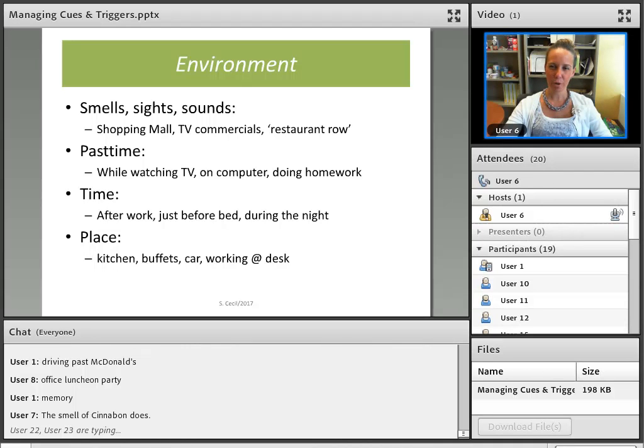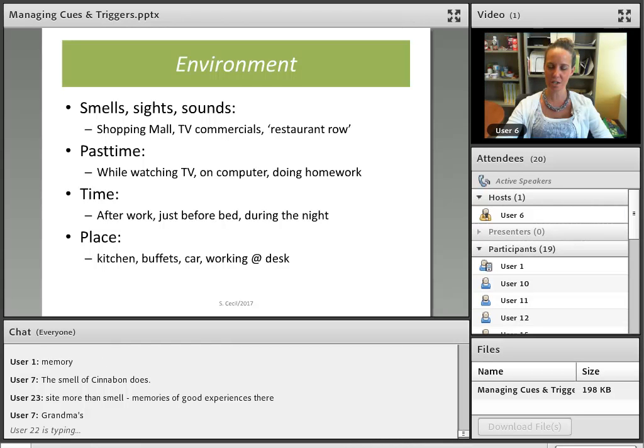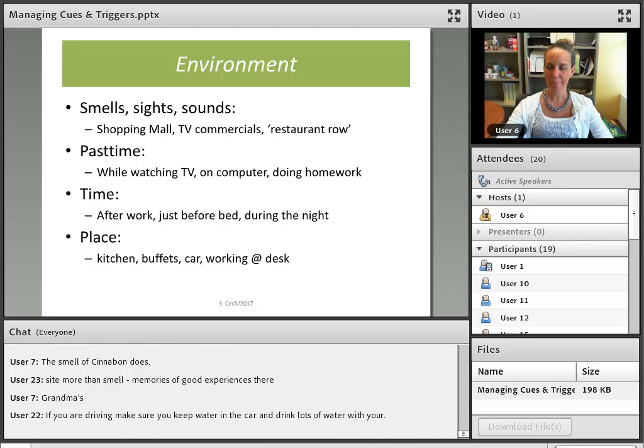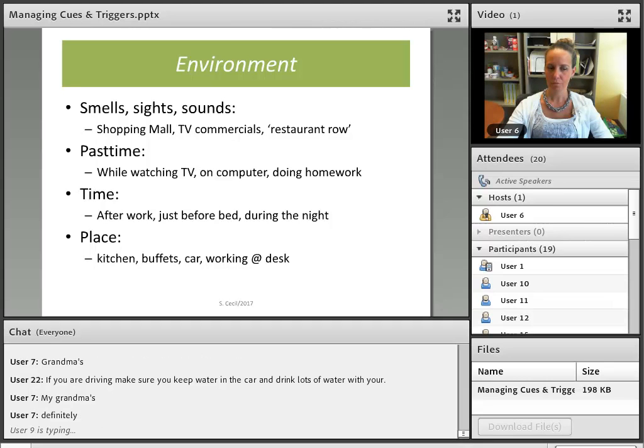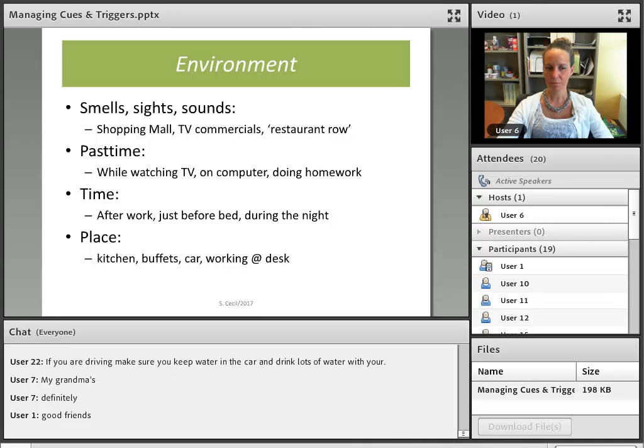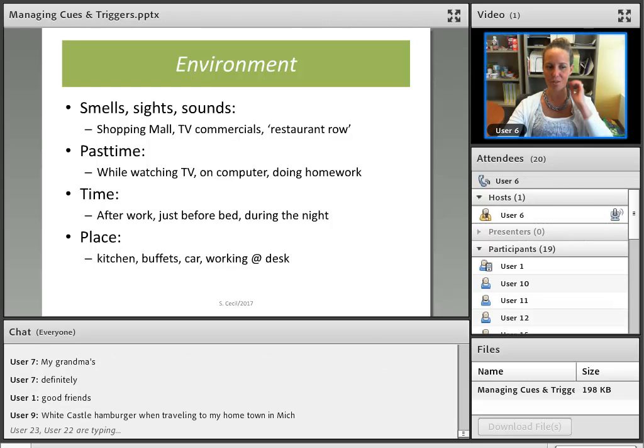What about other places? Like, what about going home? Like going back to mama's house or going to certain friends' houses? Are there certain environments that sort of trigger you to want to eat more? Friends' houses or your in-laws, that sort of thing. Yeah, my grandma's, good friends, that sort of thing.